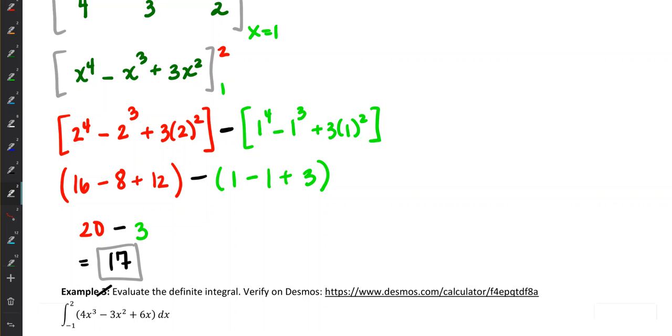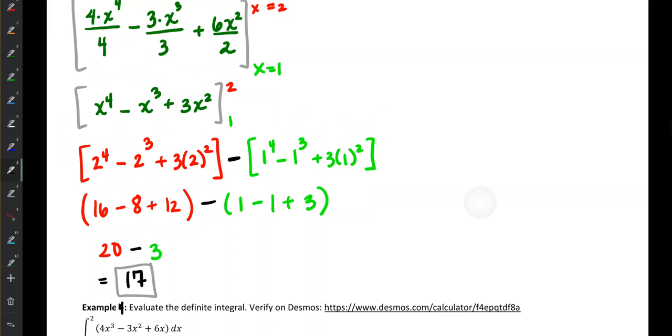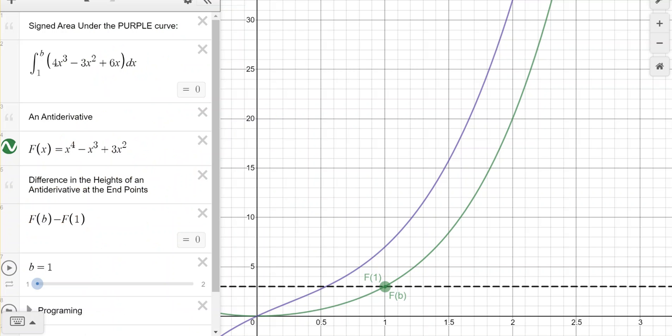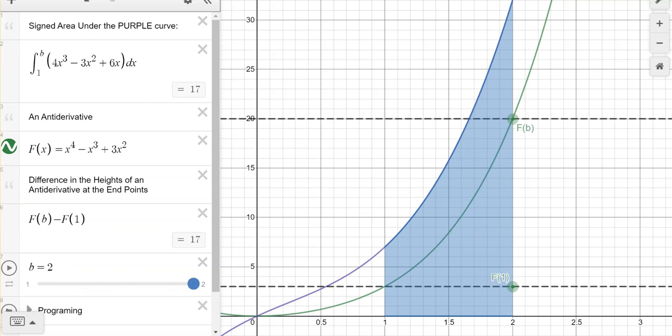What have we found? All right, and then to do that, I want to look at this Desmos animation. So the signed area under my purple curve is given by this definite integral. This is what we were asked to find, right? Integrating from 1 all the way up to 2, right? And notice that the definite integral does equal 17. That is the area under this purple curve right here, which is the 4x cubed minus 3x squared plus 6x.